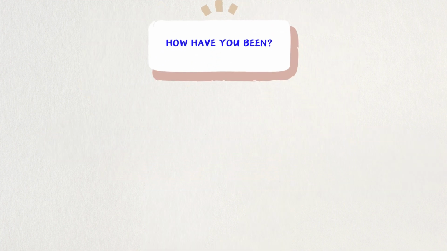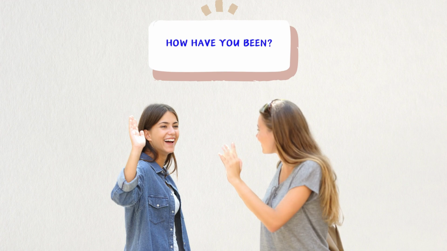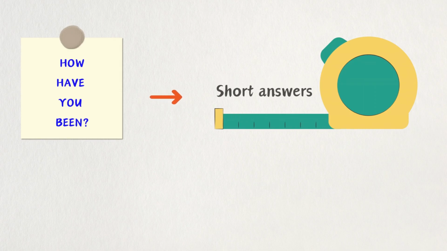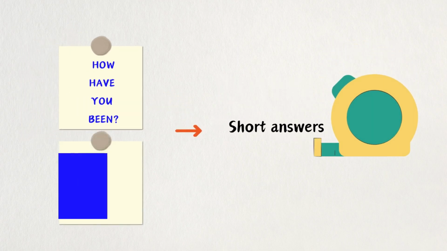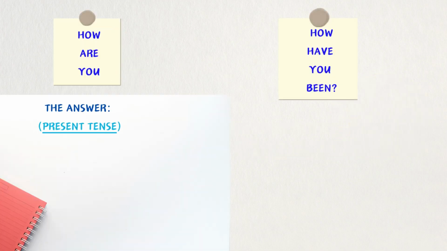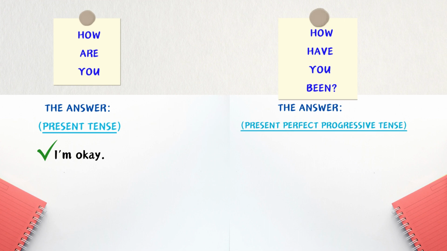"How have you been?" This greeting question is only asked by people who have already met. If someone asks you, "How have you been?" they want to know if you have been well since the last time the two of you met. To answer this question in a short way, it's similar to answering the question, "How are you?" The difference is when you answer, "How are you?" you answer in present tense, such as, "I'm okay." With, "How have you been?" on the other hand, you will be answering using the present perfect progressive tense, and this is done by using "I've been" plus the continuous verb form.